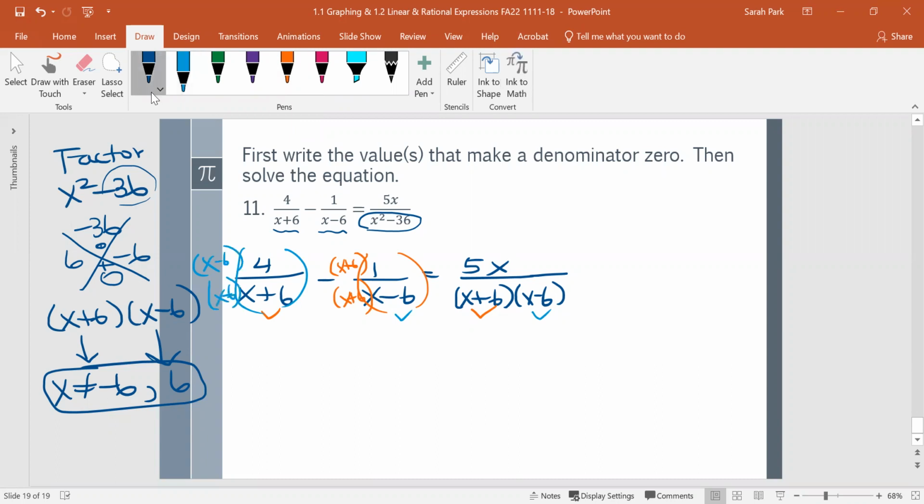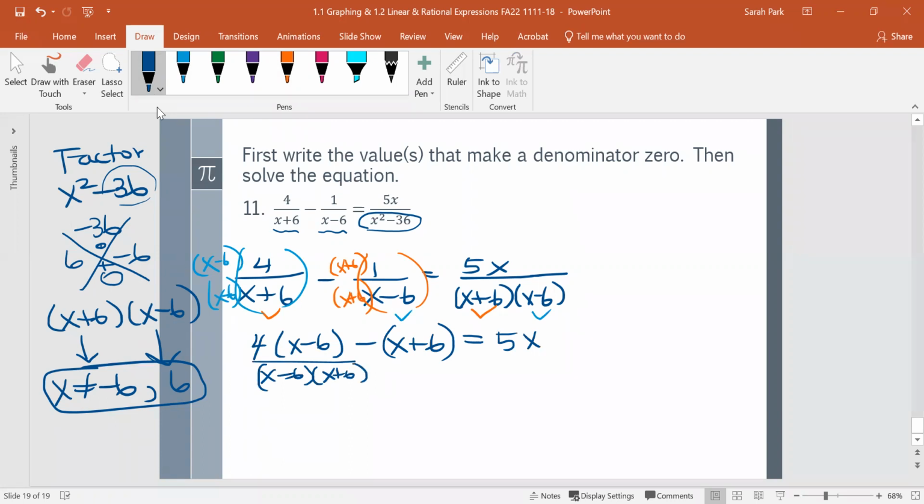Okay, so we have 4 times x minus 6, minus x plus 6. Make sure it's in parentheses. Most people forgot that. Equals 5x. And they all have common denominators, right? x minus 6, x plus 6, x plus 6, x minus 6. They all have the same denominator.